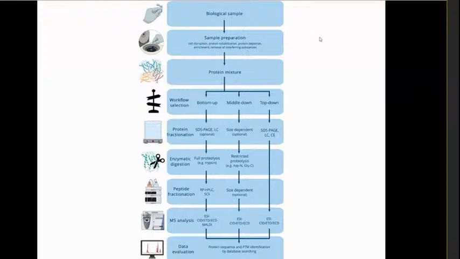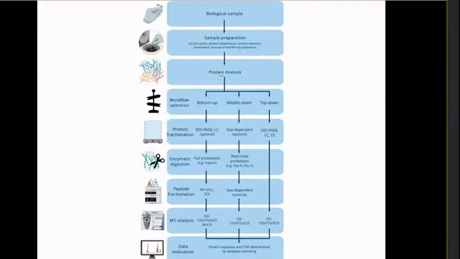First is sample collection, then sample preparation. In sample preparation you can do cell disruption, protein solubilization, protein depletion, enrichment, and removal of substances. These are all basic experiments which help to improve your research quality and your results. Then you have the protein mixture.